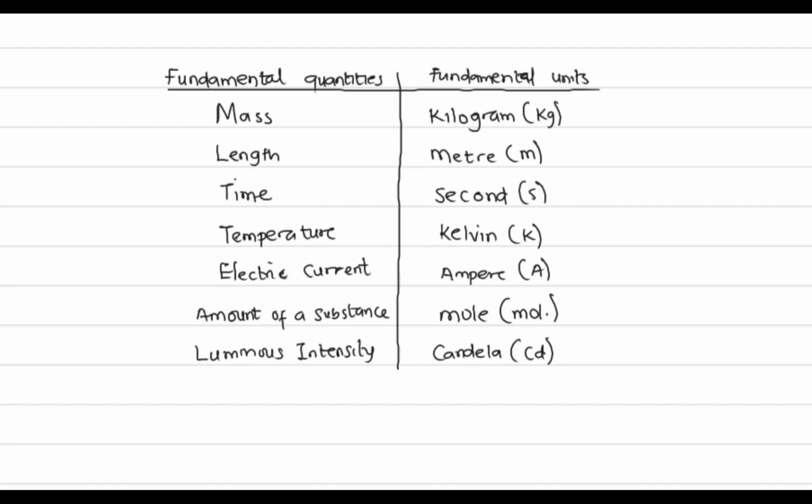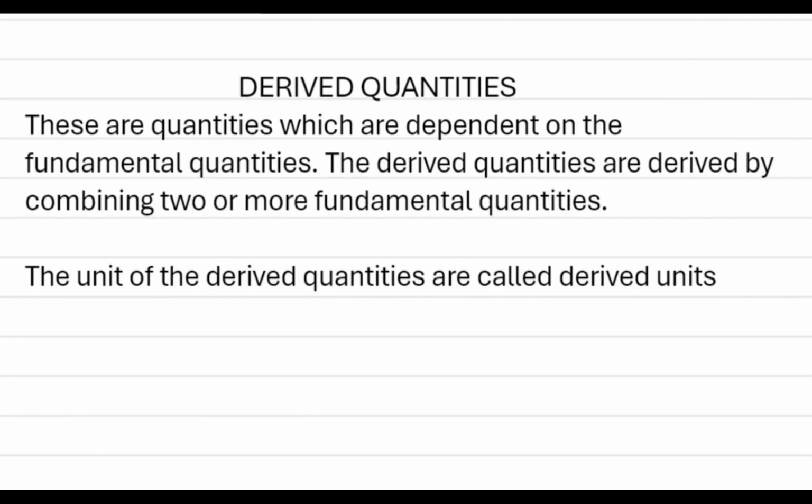Let's look at the derived quantities now. These are quantities which are dependent on the fundamental quantities. They are called derived quantities because you derive them from the fundamental quantities. You combine one, two or more fundamental quantities, and that way you get the derived quantities. The units of derived quantities are called derived units. You can be asked, quantities are classified into what? Fundamental quantities and derived quantities. Even units can be classified into fundamental units and derived units.